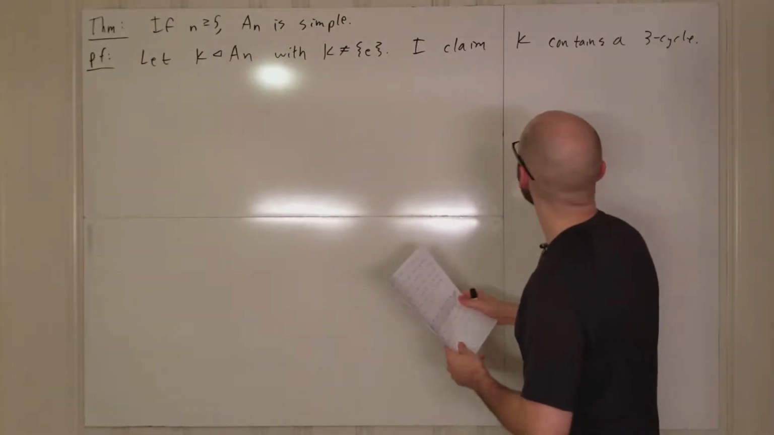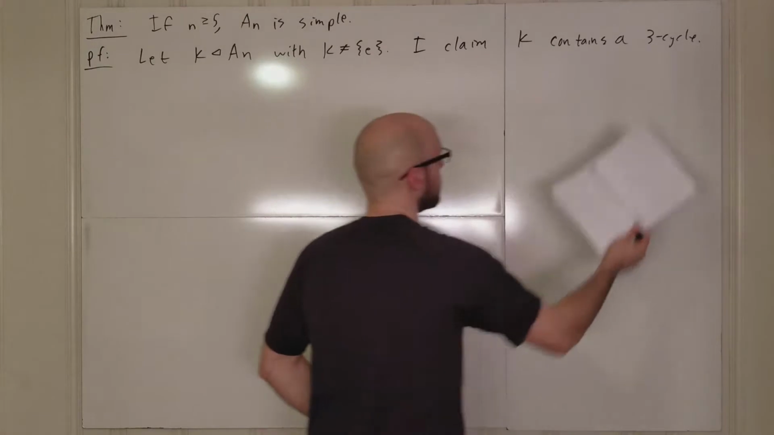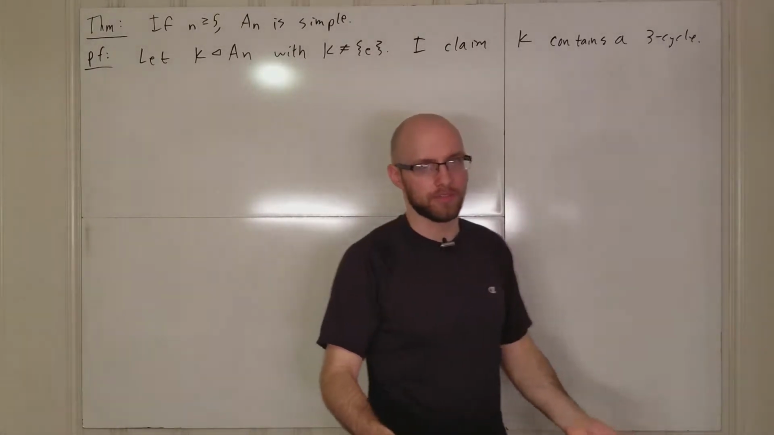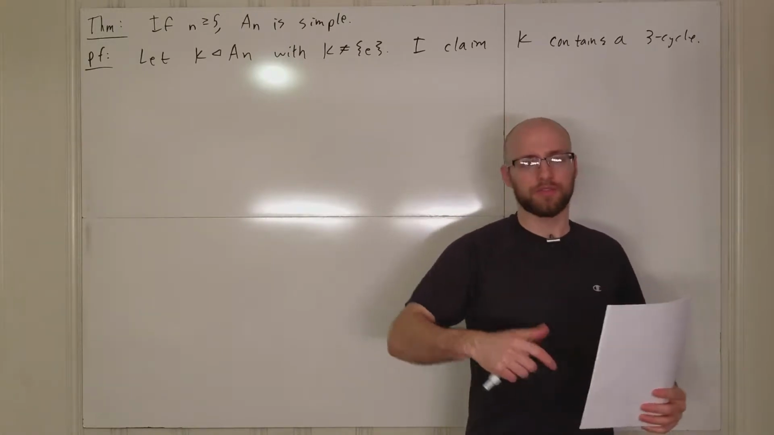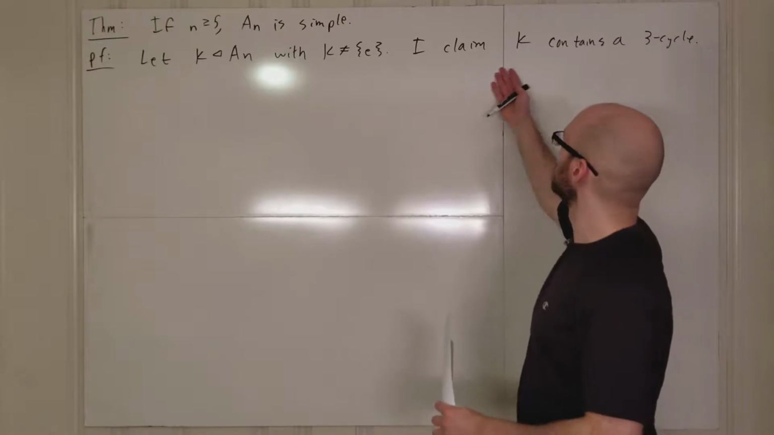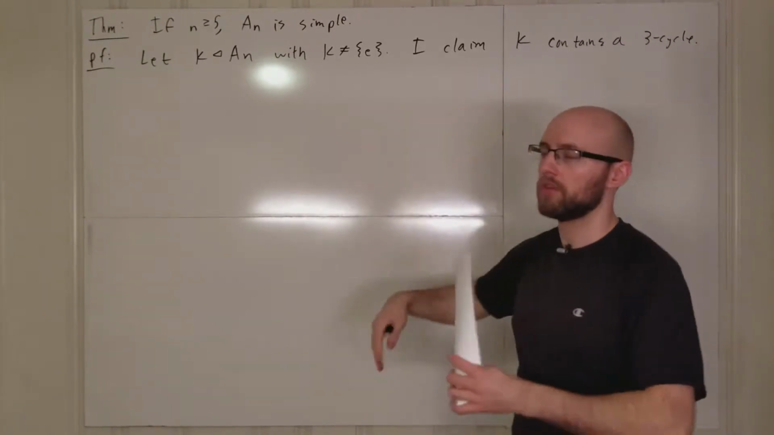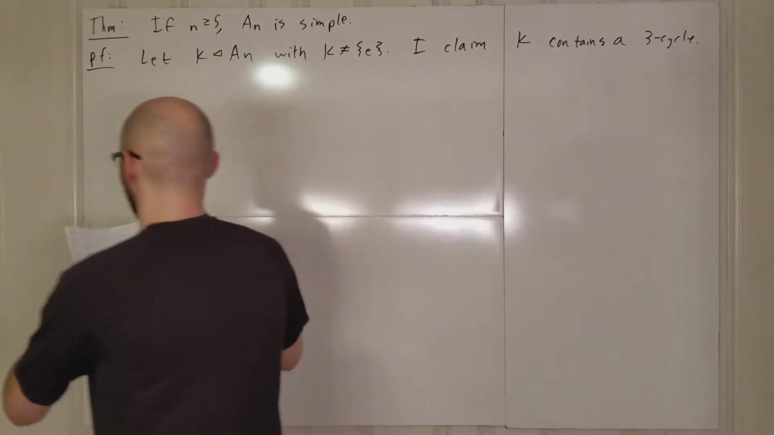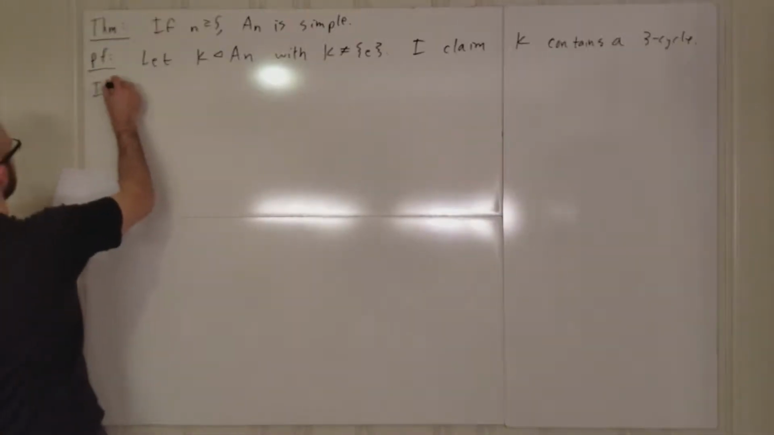But once we have that, if it has one 3-cycle, then we also know that A_n acts transitively on the set of 3-cycles. And so you can conjugate this 3-cycle to get all 3-cycles. And then once you have all 3-cycles, you have the entire thing. Okay, so let's write that out.